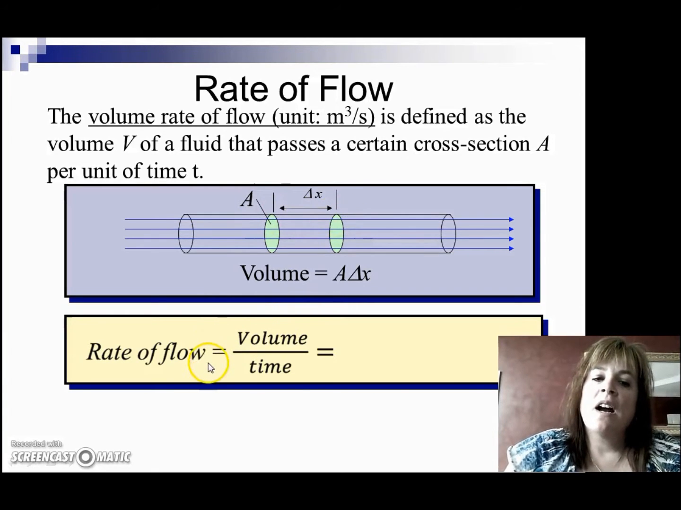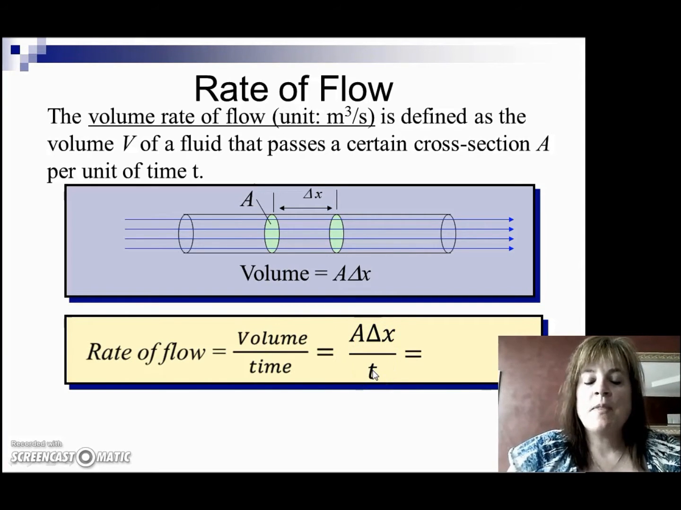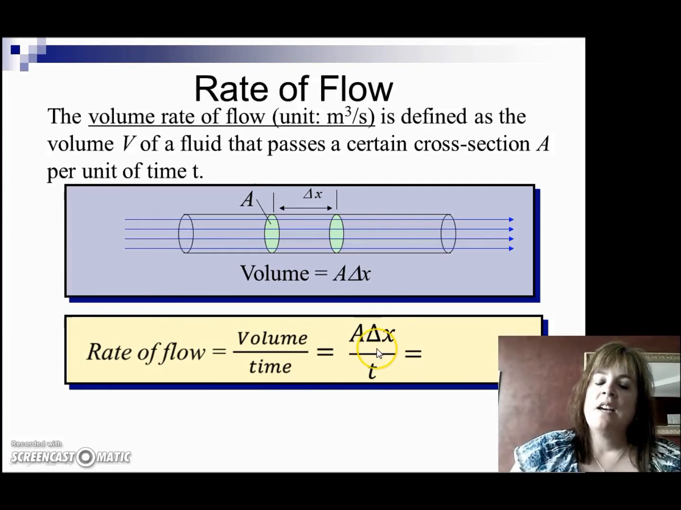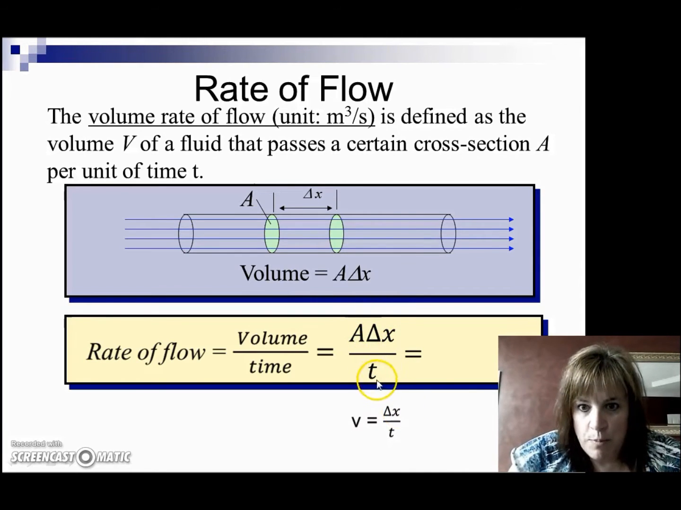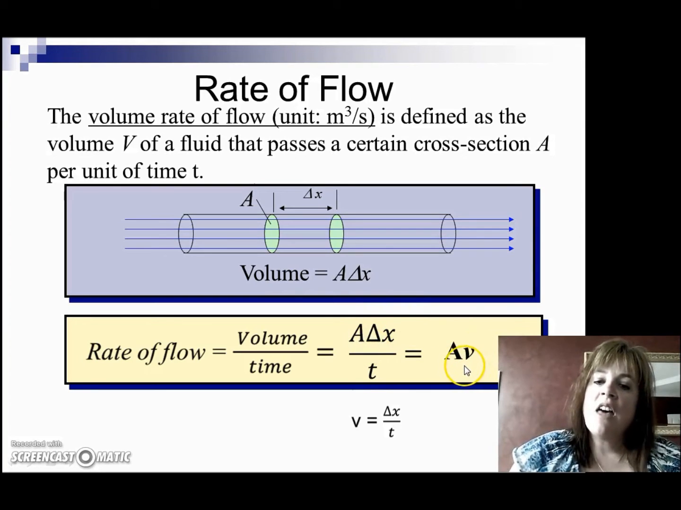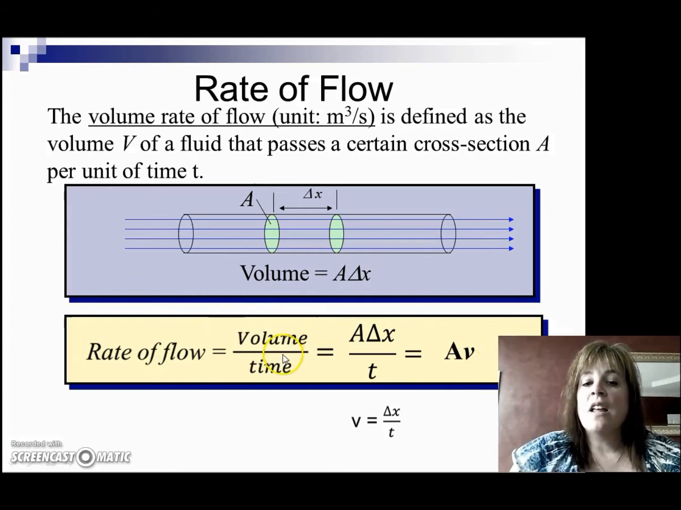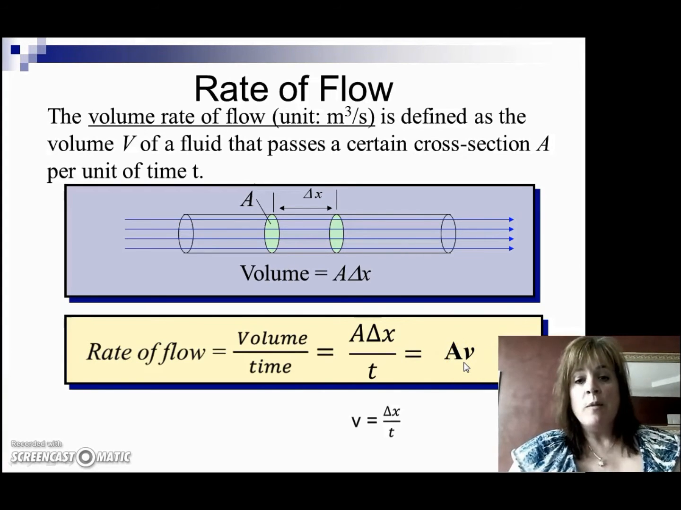So we can rewrite our rate of flow equation. Instead of volume over time, we can also write it as an area times a distance over time. And if you remember back to kinematics, when something is moving at constant velocity, then velocity is distance over time. So I can replace this distance over time with velocity. So I have another way to calculate rate of flow. I can calculate it by collecting a certain volume per unit time, but I also can take the area of the pipe and multiply by the velocity of the fluid flowing through it.